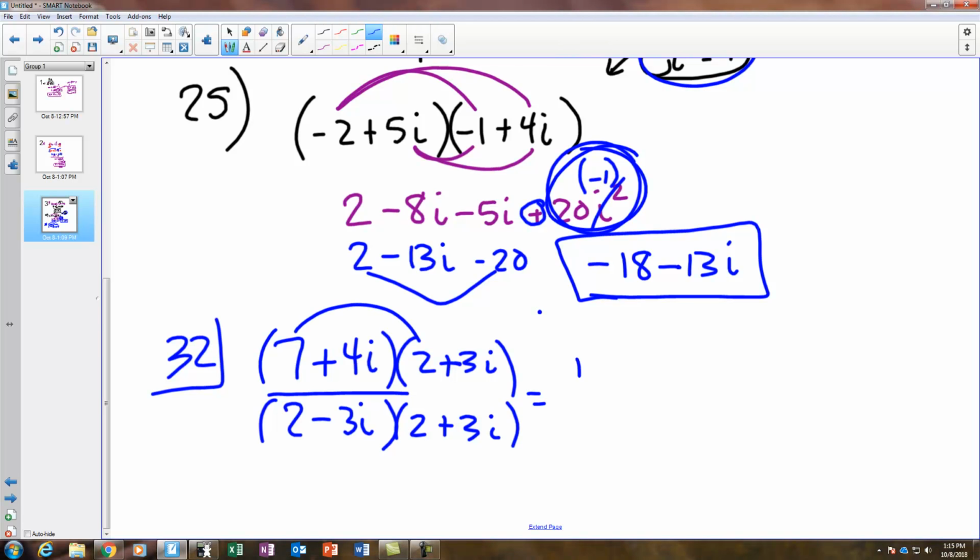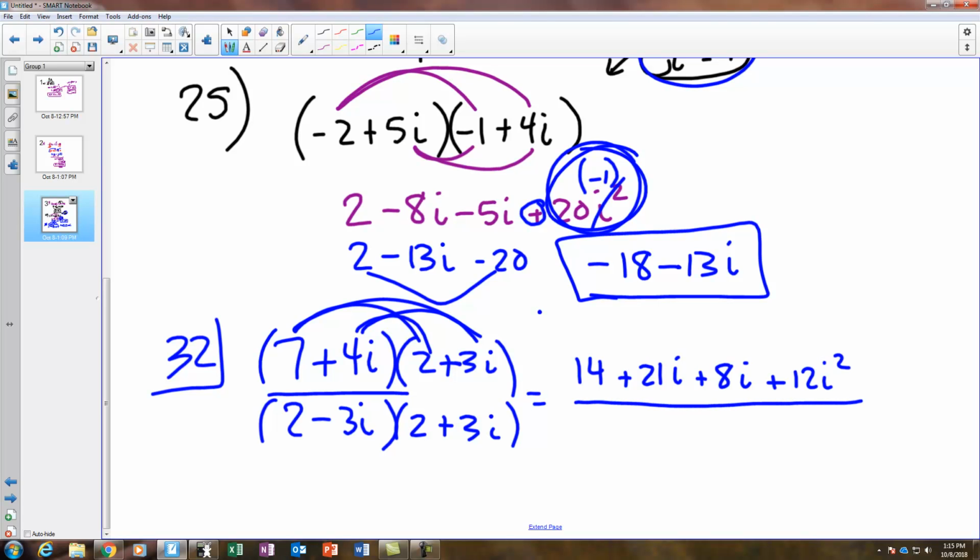We get 14 plus 21i, let's see, plus 8i, right? And then plus 12i squared. Nothing special's happened yet. Don't worry about that. At the top we really didn't worry too much. Down here something cool is going to happen. 2 times 2 is 4. 2 times 3i is 6i. Negative 3i times 2 is negative 6i. And negative 3i times 3i is negative 9i squared.